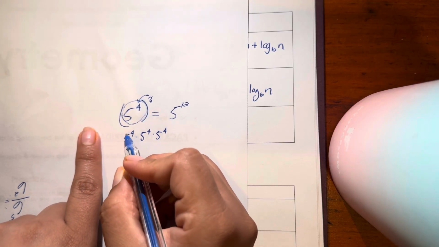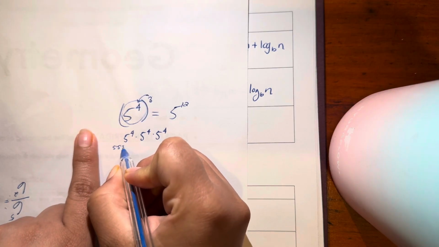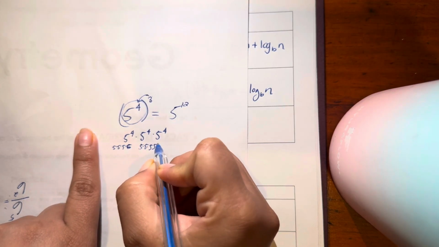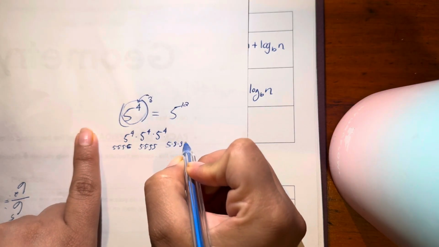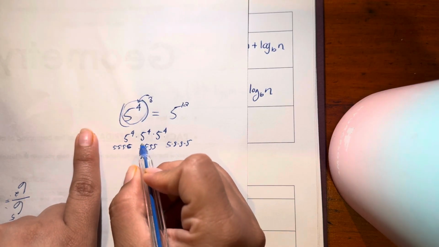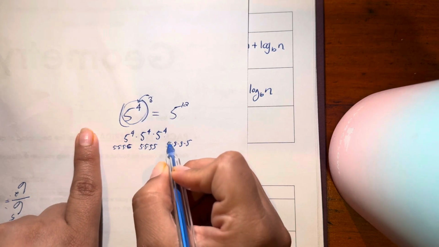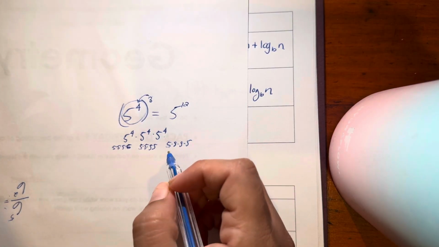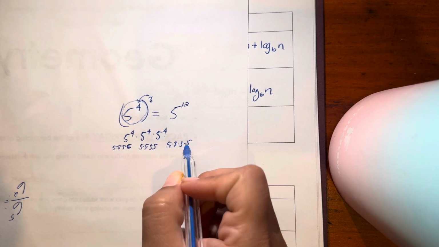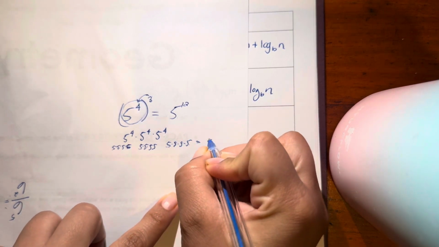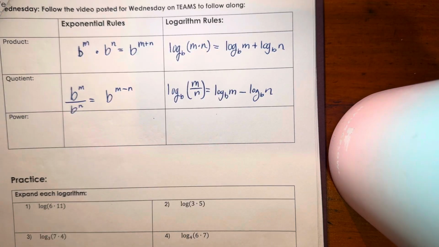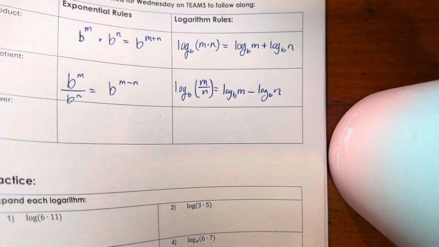And then 5 to the 4th means you have 4 5s. And then I have another 4 5s. And then I have another 4 5s. So if you count them up together, 1 2 3 4 5 6 7 8 9 10 11 12, you get 12. Right? You have 5 multiplying 12 times. So these are little shortcuts that we can take. You kind of have to work with them and get used to them.